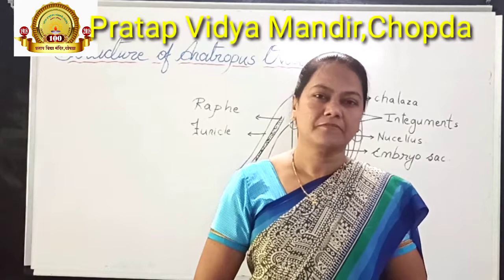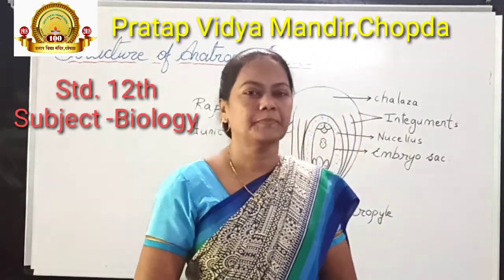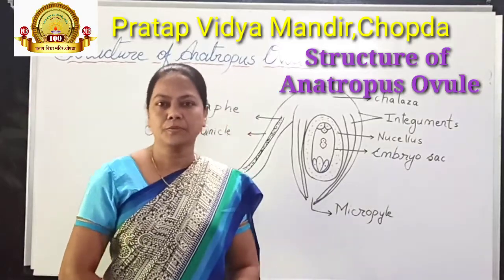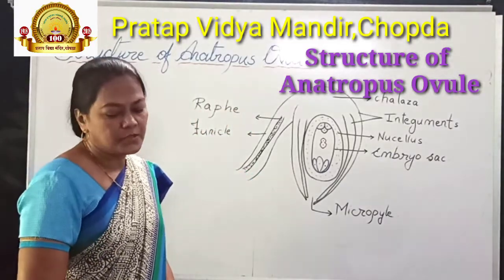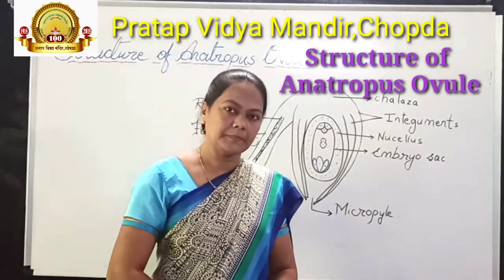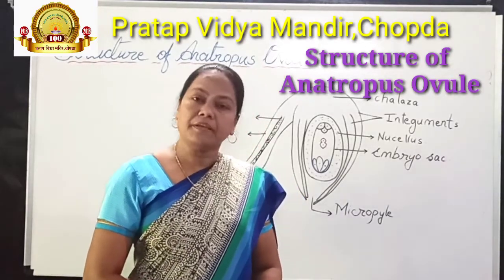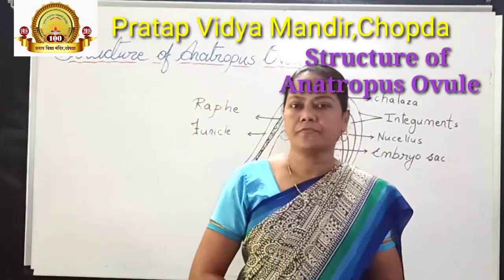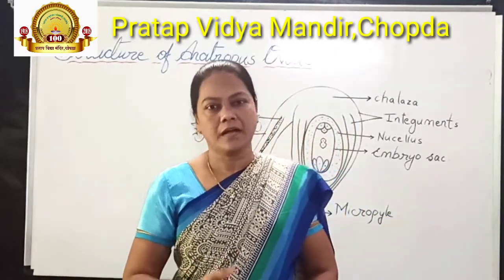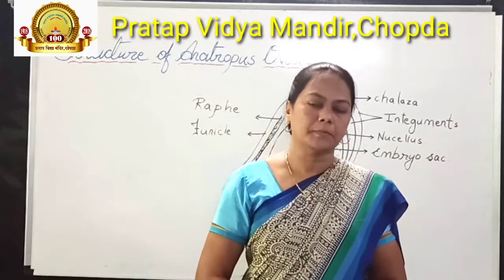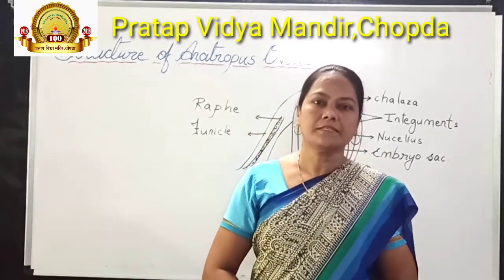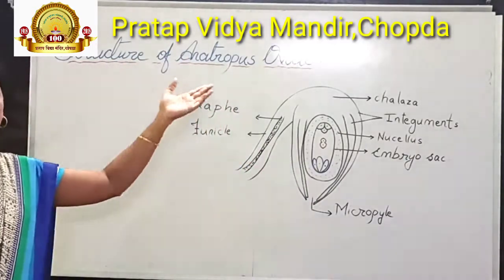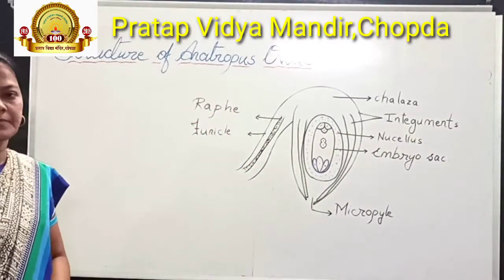So friends, welcome back to our bio lecture. We have already started with our first chapter from the bio, that is reproduction in lower and higher plants. In the previous lecture, we have seen the structure of anther and how a male gametophyte is formed. In this lecture, we are going to study anatropous ovule in angiosperms.